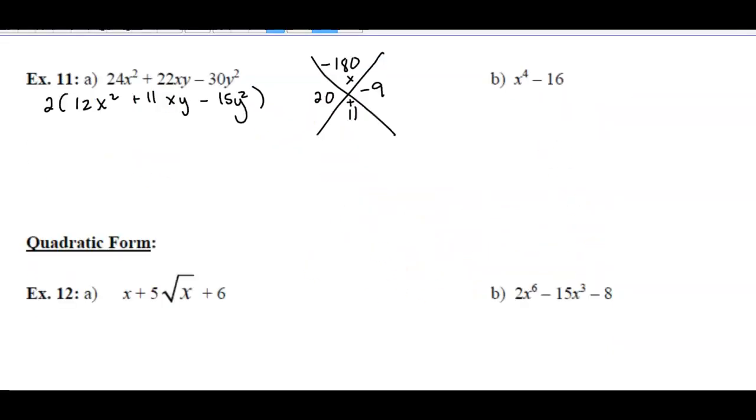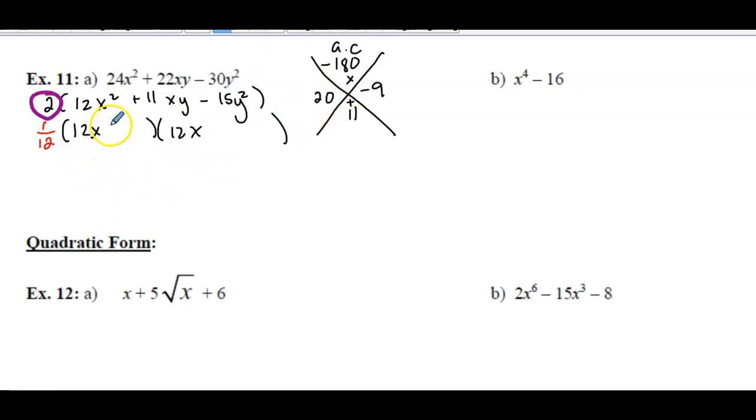I started this problem by factoring out the GCF of 2, leaving me this, and then I went over here and I did the AC method. So a times c was 12 times negative 15, which is negative 180. And then I have 11 in the middle. My two numbers are 20 and negative 9. So now I'm going to rewrite this as 12x times 12x. And the only reason I can do that is because I factored out a 1/12. And I haven't forgotten about this 2. I'll write that 2 at the end.